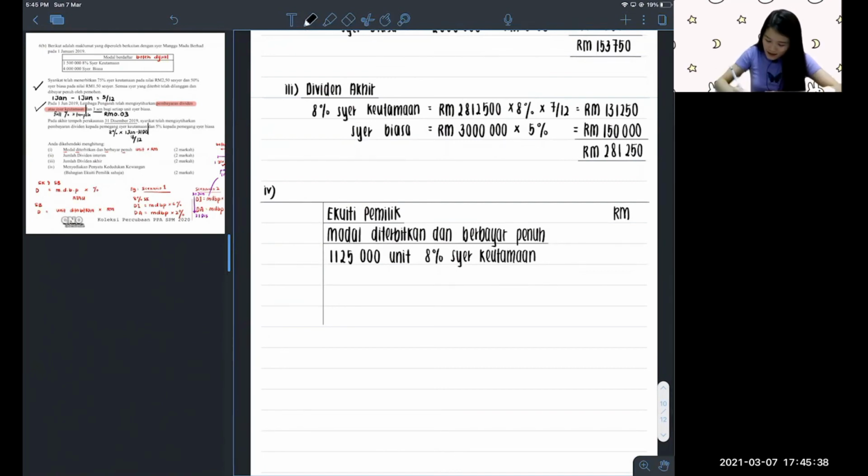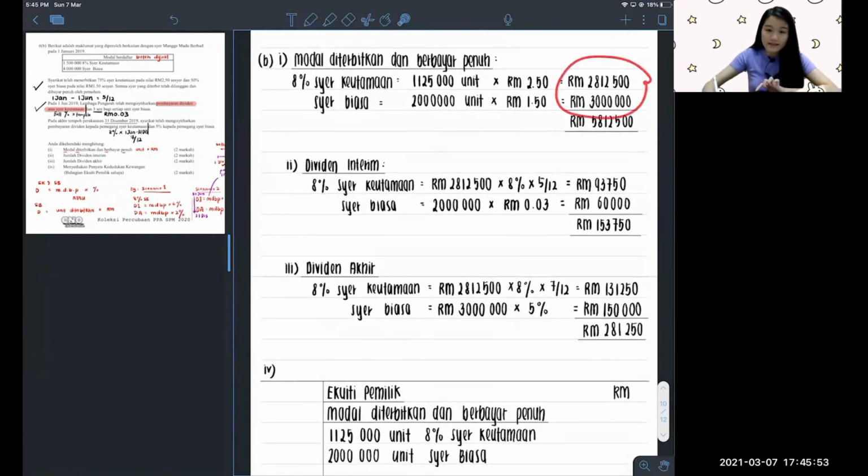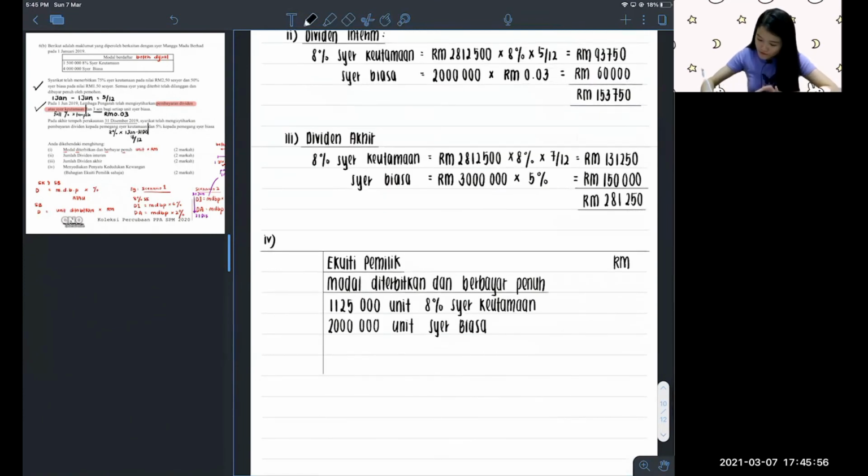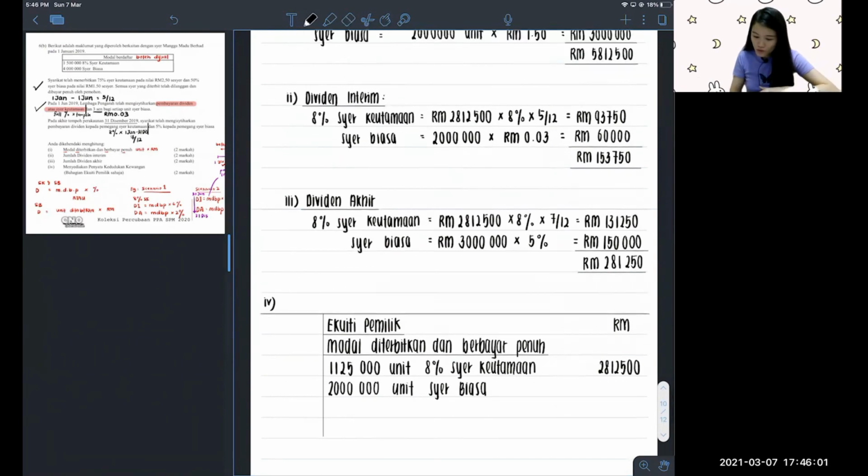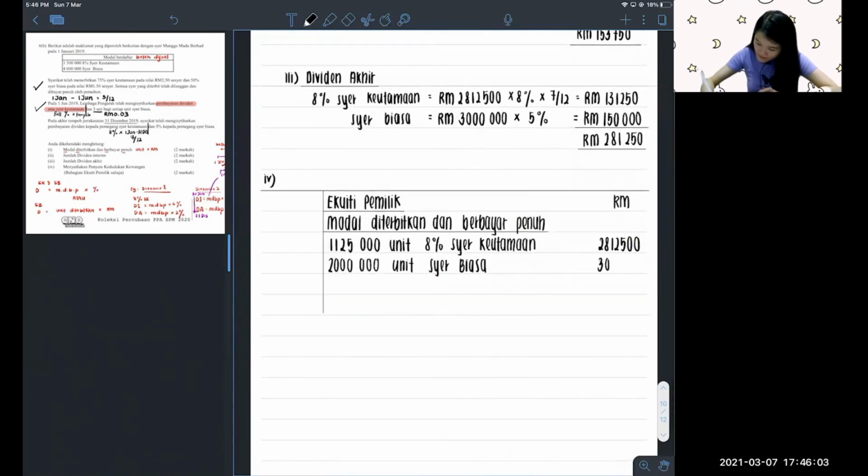And 2 million unit share biasa. And what is the number? Copy from the back. This one. 2,812,500 and also 3 million. Okay, so to close this, just jumlahkan. So again, you get back to the same modal diterbitkan lah. So it's 5,812,500. That's it. Finish for part 4.